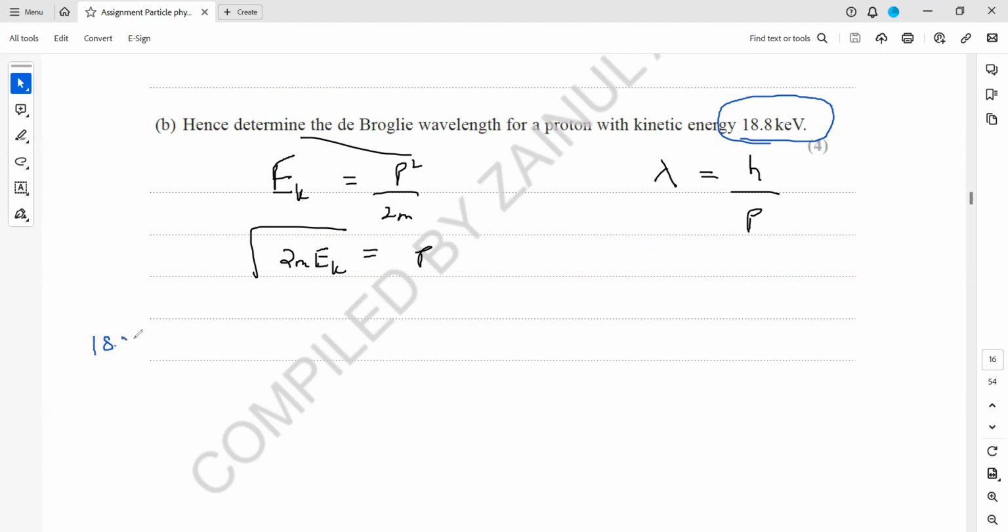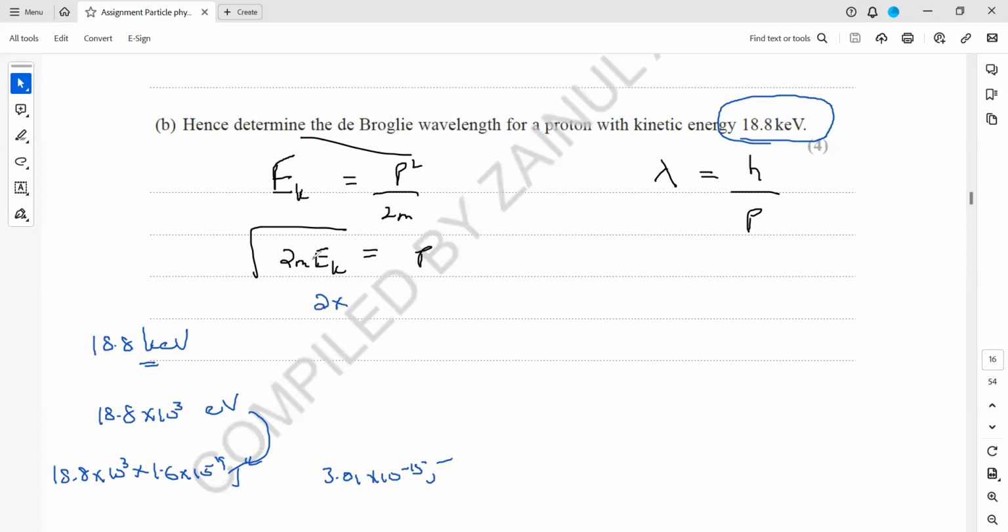If it is 18.8 kilo electron volt, kilo means 10 power 3, so it will be 18.8 into 10 power 3 electron volt. To convert electron volt into joules, we multiply by 1.6 into 10 power minus 19. So it will be 18.8 into 10 power 3 multiplied by 1.6 into 10 power minus 19. This gives us the energy in joules, which is 3.01 into 10 power minus 15 joules.